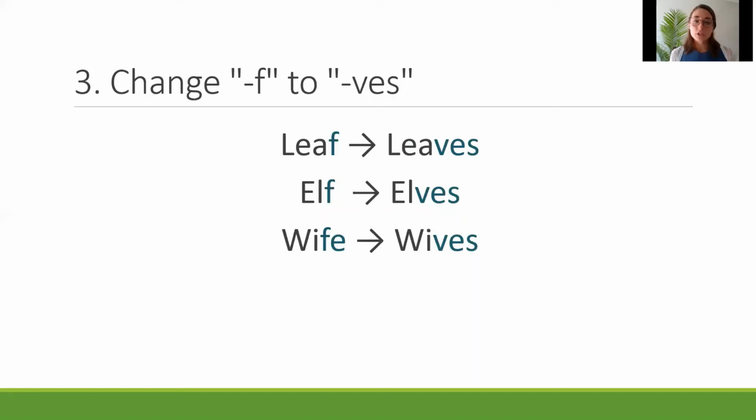So again, we're going to change the F at the end of a word to VES, like elf turns into elves. Now we do have a different exception here. You'll see this one ends in FE, wife, right? But we still change that to a VES, right? Because it still ends in the F sound. Even though we have that E there, the E is silent. So we wouldn't say wifes, we'd say wives.